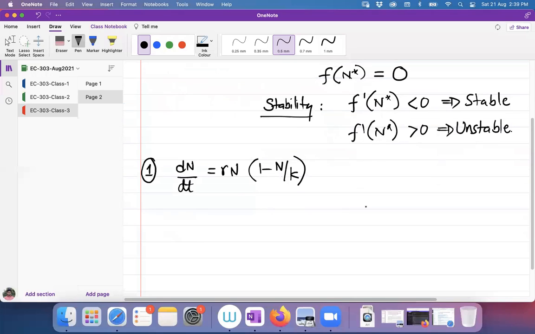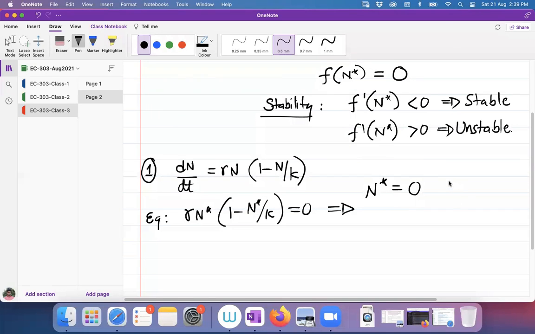Okay. So where R is the intrinsic growth rate and K is the carrying capacity. Okay. So what are the two equilibriums? We find the equilibrium by setting the right hand side to 0. And that will lead us to either n star is equal to 0, which is basically like an extinction equilibrium.